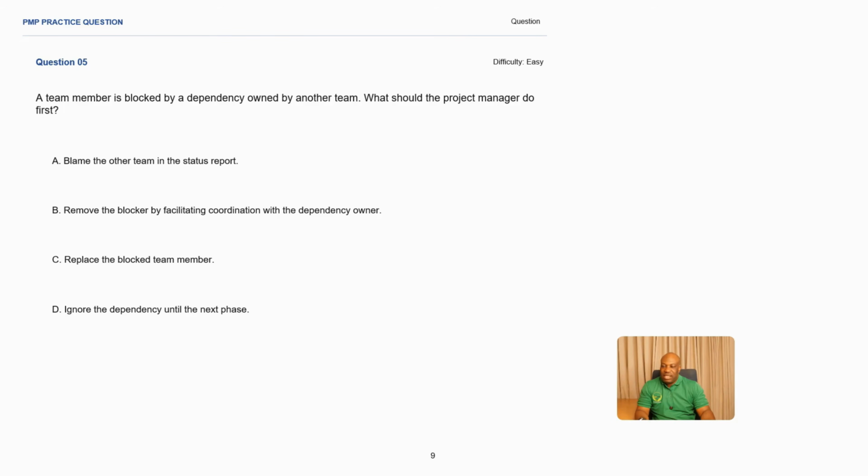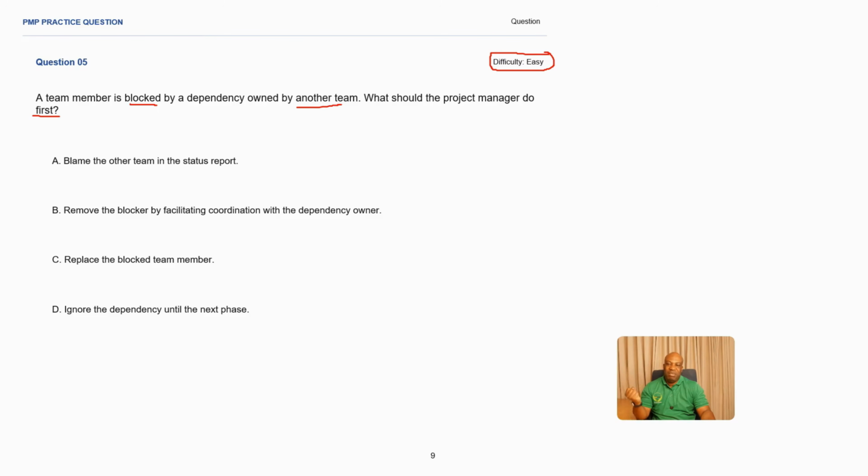Okay, practice question number 5. A team member is blocked by dependents owned by another team. What should the project manager do first? This is very important. So the difficulty here is also classified as easy. So the best thing now is to be able to understand the problem statement. The team member is blocked. So this is the problem because there's a dependence on another team.